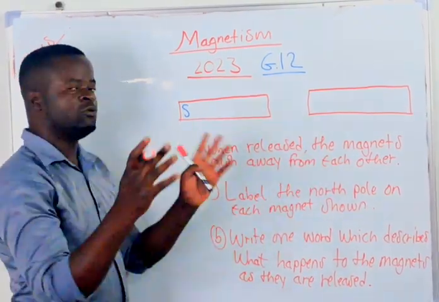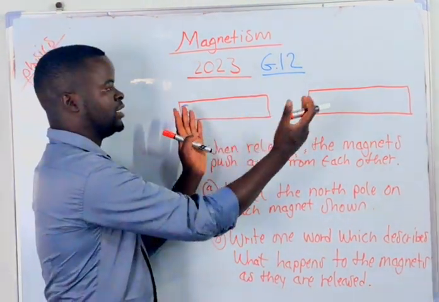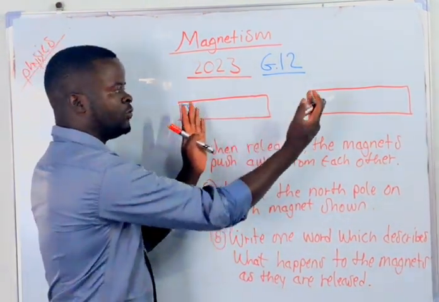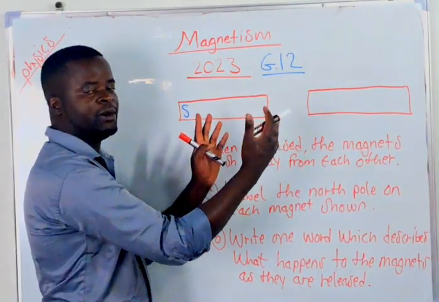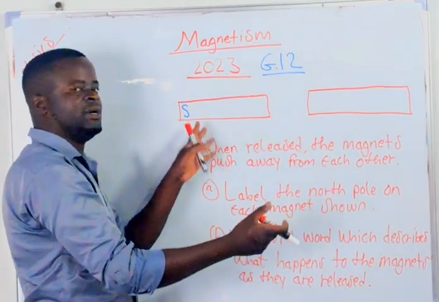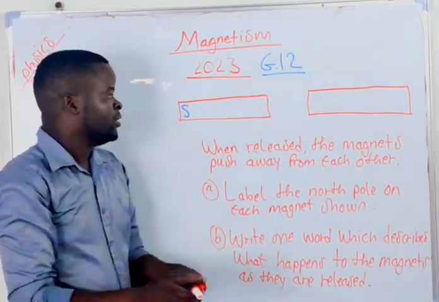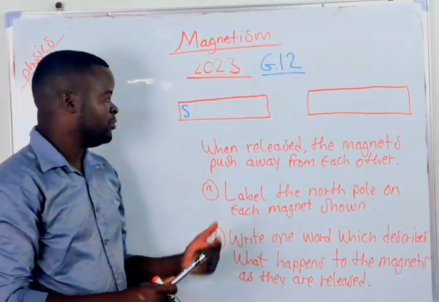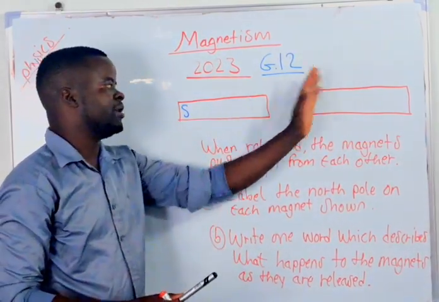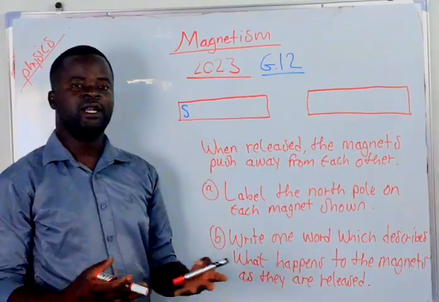So now, when the two bar magnets were released, there was a force acting between the two bar magnets, pushing the bar magnet on the right and the bar magnet on the left away from each other. So now, what are we saying? What does it mean when this bar magnet pushes the other bar magnet? This signifies that we are dealing with what we call like poles.